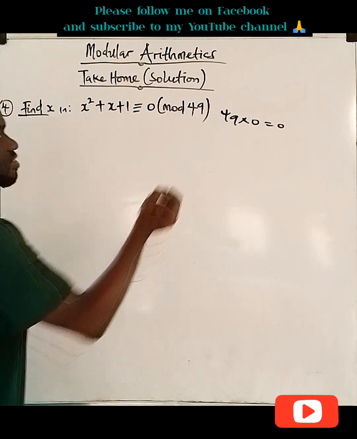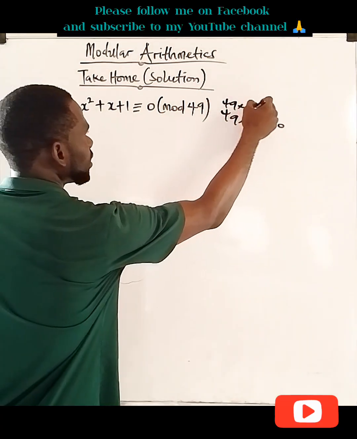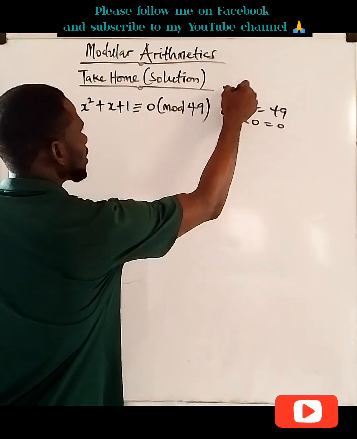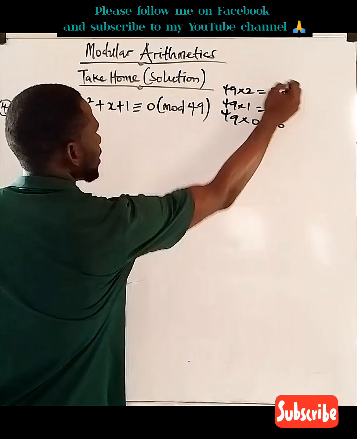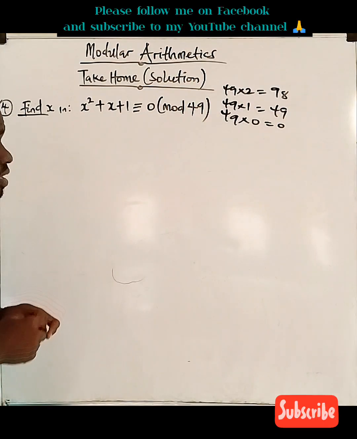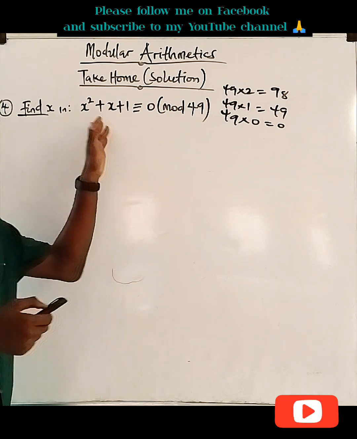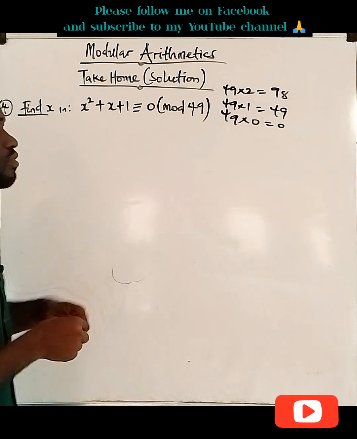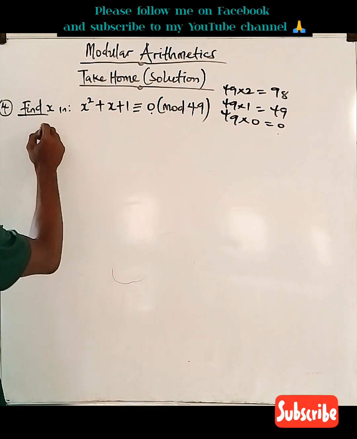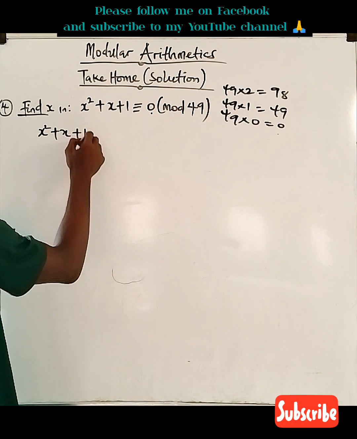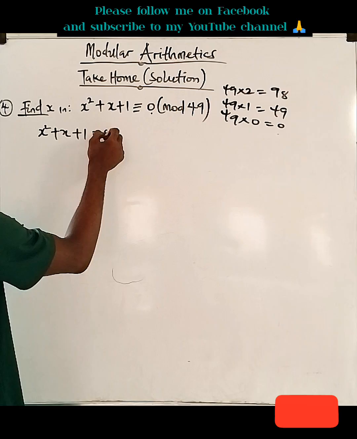So 49 times 0 is 0. 49 times 1 is 49. Let's get a couple of our multiples. 49 times 2 gives us 98. So let's try out these first three multiples and see if we can get the value of x. We have 0, and 0 plus 0 is 0. That's x squared plus x plus 1 equals 0.